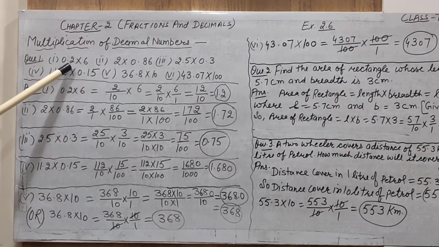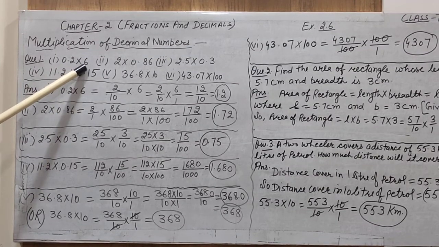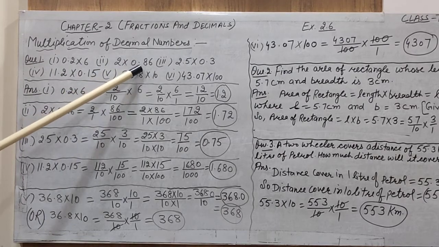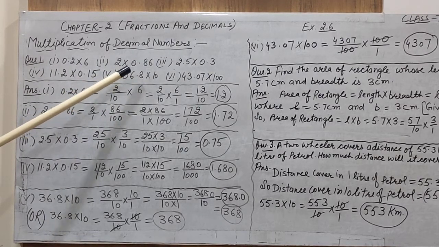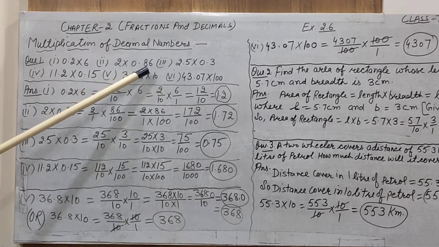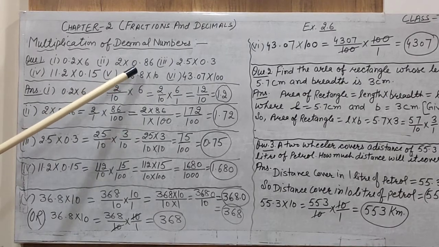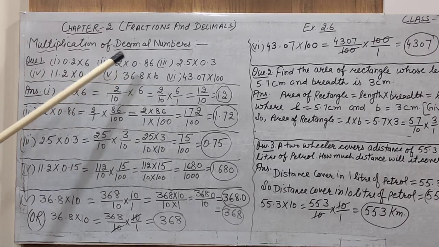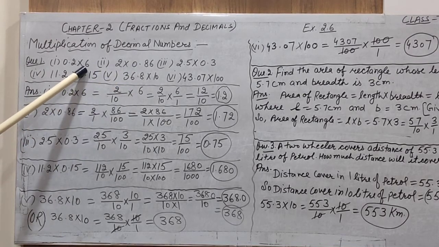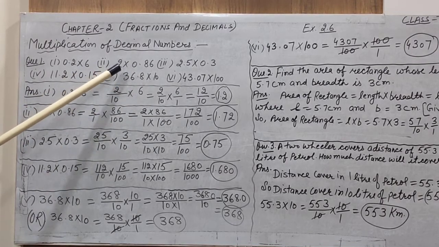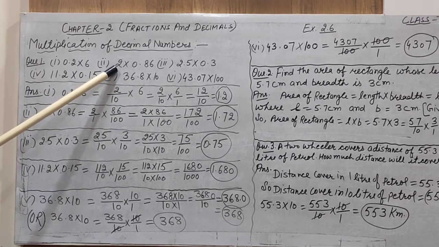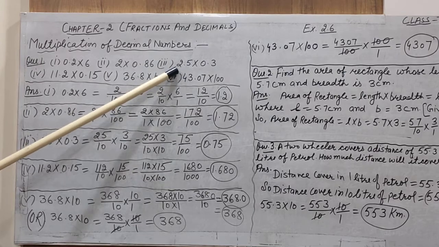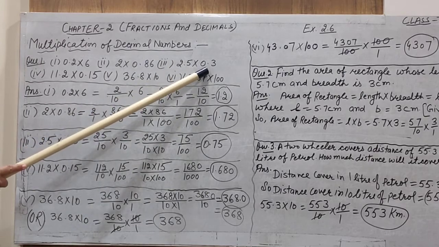In the first question, the decimal number is multiplied with the whole number. Second question, 2 multiplied with 0.86. Here the whole number is multiplied with the decimal number. But in these two questions, the positions of the whole numbers are changed. In the first question the whole number is at the second position, but in the second question the whole number is at the first position. Alright, the next question is 2.5 multiplied with 0.3.